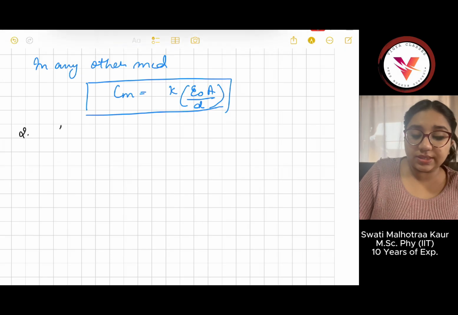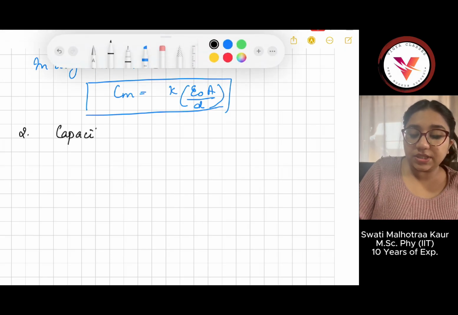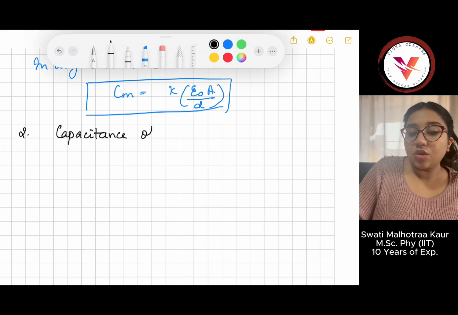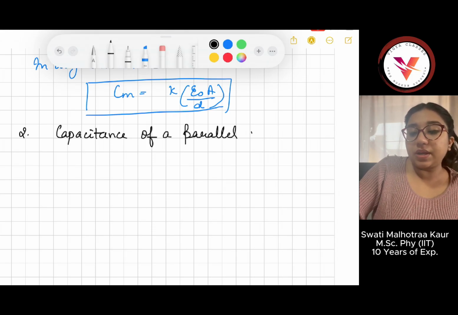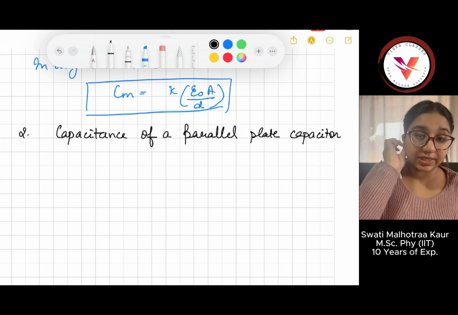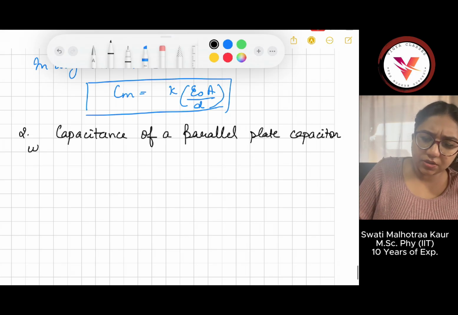Okay, the next is the capacitance of a parallel plate capacitor with a dielectric slab, partially filled with a dielectric slab.